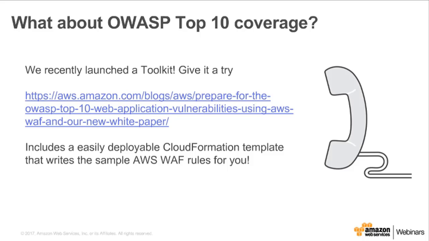So lastly, I'd like to conclude with a call to action. Please take a look at the white paper that we recently released on how you can use AWS WAF against the OWASP top 10 vulnerabilities. The white paper also comes with a CloudFormation template that you can very easily deploy. That applies and writes those sample rules that I mentioned.